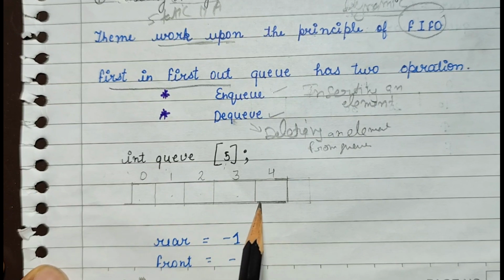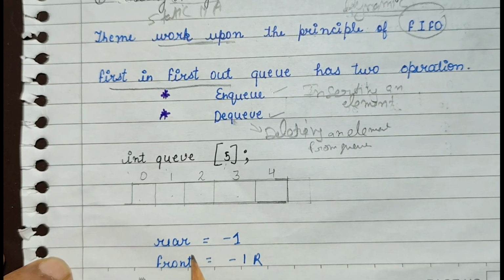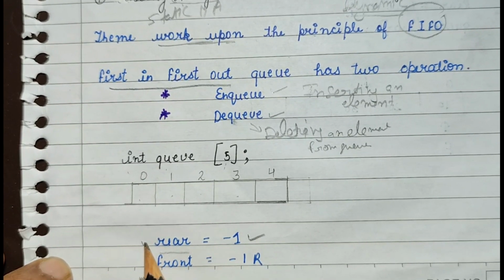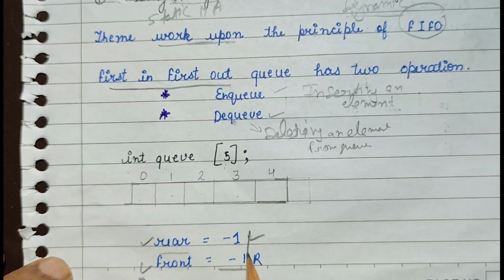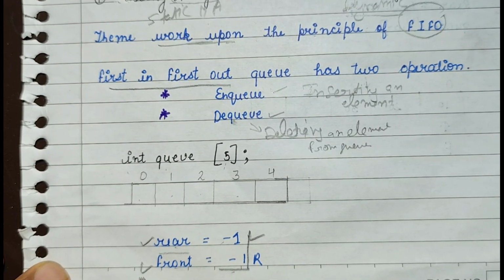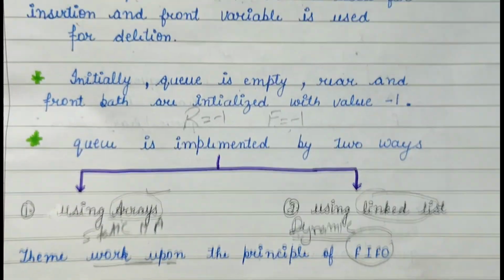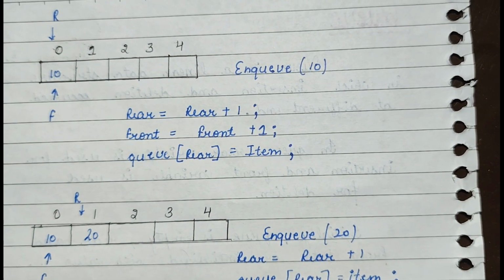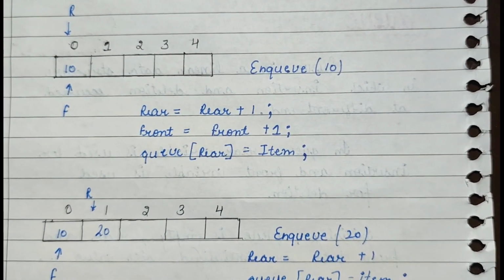So at the starting time, if you analyze here, the queue is empty. There is no element in the queue. So that's why rear and front both have a value -1. Rear has a value -1. Front also has a value -1. Now we discuss how we insert an element in a queue, and after that we discuss how to delete, how to perform the dequeue operation on a queue.